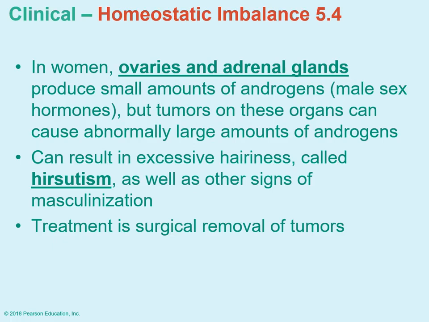Now with women, the ovaries and adrenal glands do produce some amounts of the androgens, which are the male sex hormones. But if there's a tumor on the ovaries or a tumor on the adrenal glands, it can trigger excessive amounts of these male sex hormones to be produced. And what happens is the woman would have excessive hairiness. How do you treat it? You would remove the tumor, and then that should solve the problem.